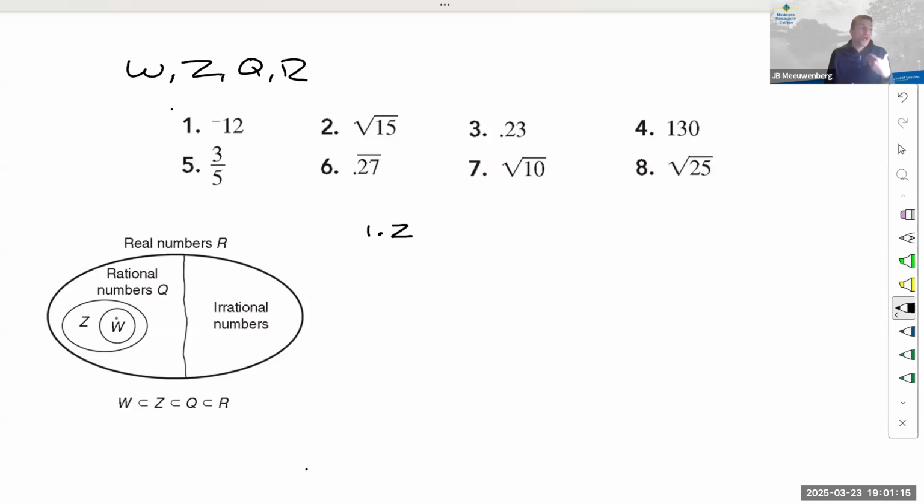-12 is an integer. And if it's an integer, it's also inside the rational numbers. So it belongs in Q, and it's also inside the real numbers, R.